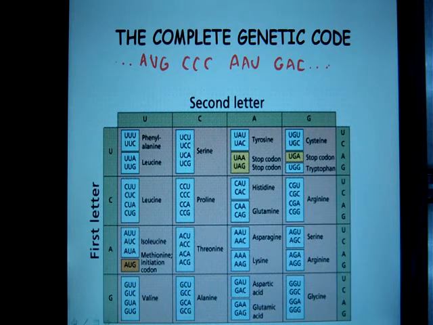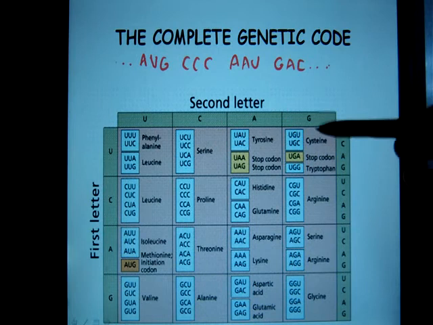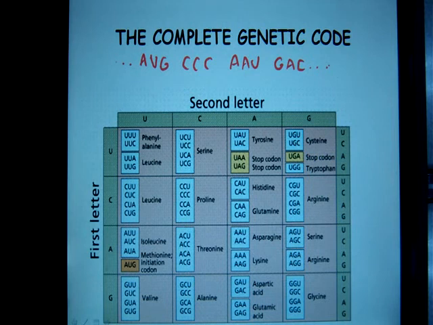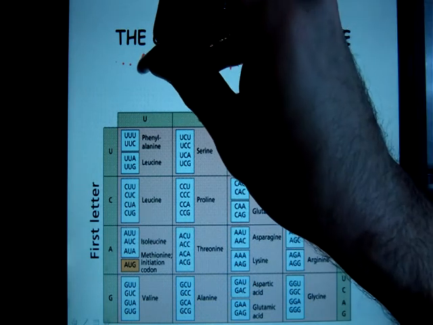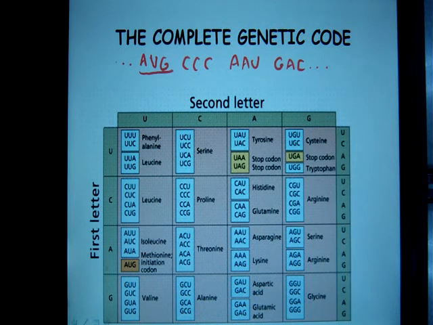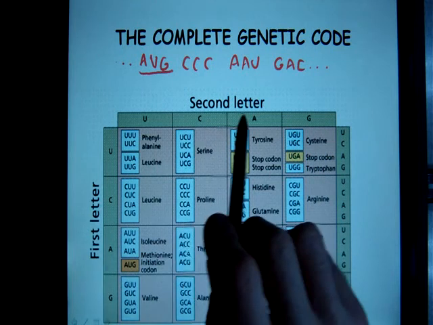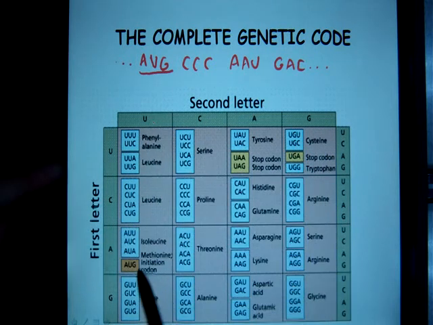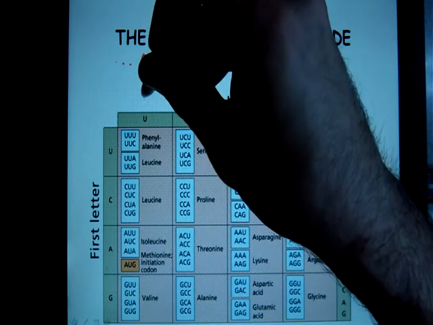Scientists have put a lot of work into figuring out every possible combination of A's, G's, U's, and C's and what amino acid they code for. This is a summary of their work. This is the genetic code, a table that tells you every possible combination of bases and what amino acids they code for. Let's figure out how this works. The first codon was AUG. The first letter is A, so I find A. The second letter is U, so I go to where A and U meet, and I find AUG, which codes for the amino acid methionine.